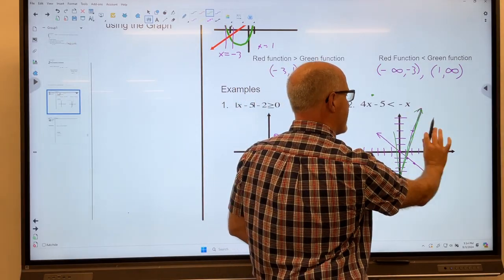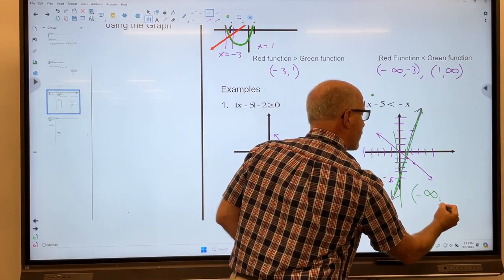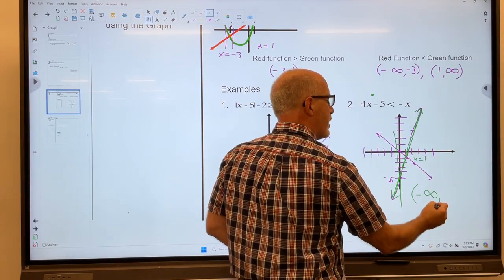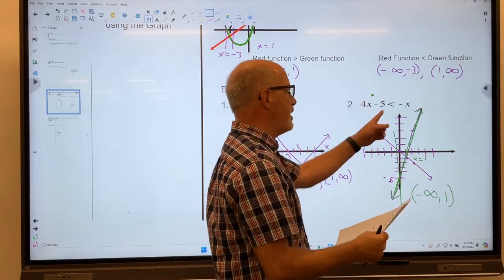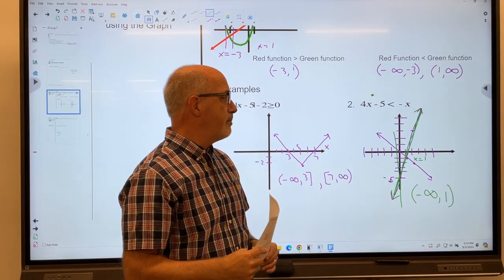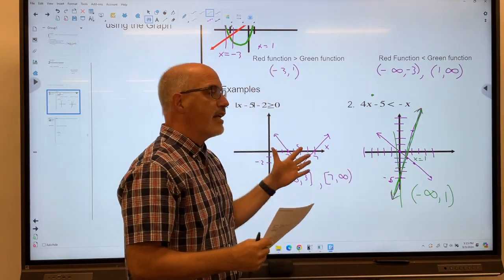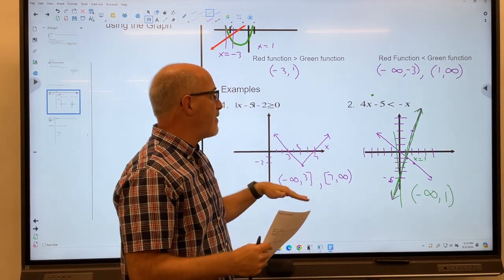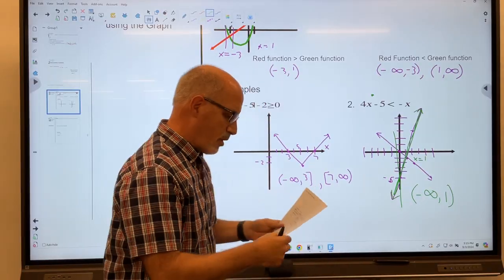So we want this area over here from negative infinity, and then we're going to go all the way to this point of intersection where x equals 1 and end at 1. Now, do we include the 1? It's just a less than, so we don't actually include the 1. So that's how you can do an inequality. If you're given an inequality, graph both sides of them, and then decide which graph is above the other according to it, and come up with the interval that it works.